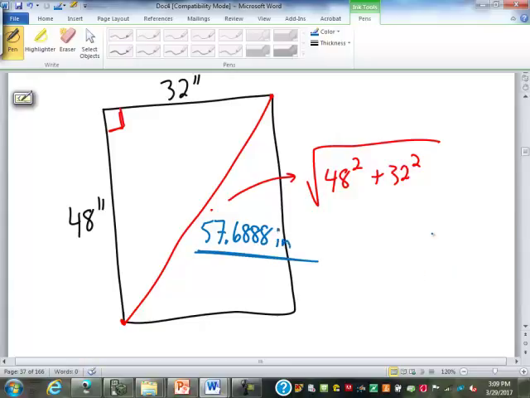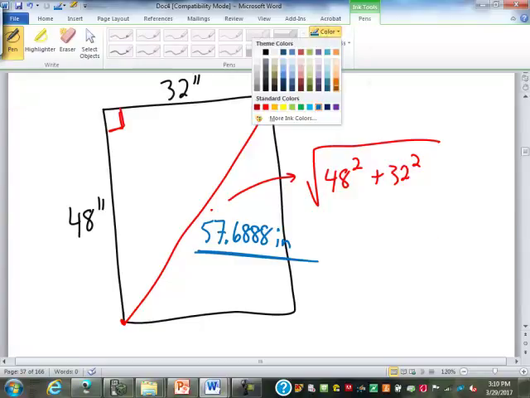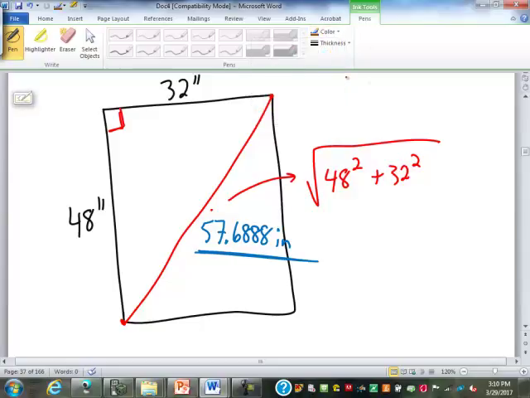Well, if we're measuring this with a tape measure, where on earth is 57.6888 on our tape measure? What we need to do is convert that to the nearest unit. We need to decide if we have to be to the nearest 8th, 16th, 32nd, what measurement unit we need to be closest to. So let's say I decide I want this to the nearest 16th of an inch.